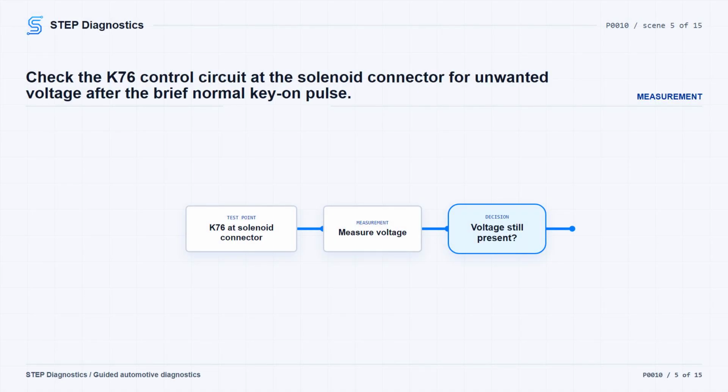Next, check the VVT intake solenoid 1/1 K76 control circuit for a short to voltage. Turn the ignition on and measure voltage on that control circuit at the solenoid harness connector. There should be no voltage present, except for a brief moment right after the ignition is turned on. If voltage is present beyond that brief normal pulse, repair the K76 control circuit for a short to voltage, then verify the repair. If there is no voltage, keep going.